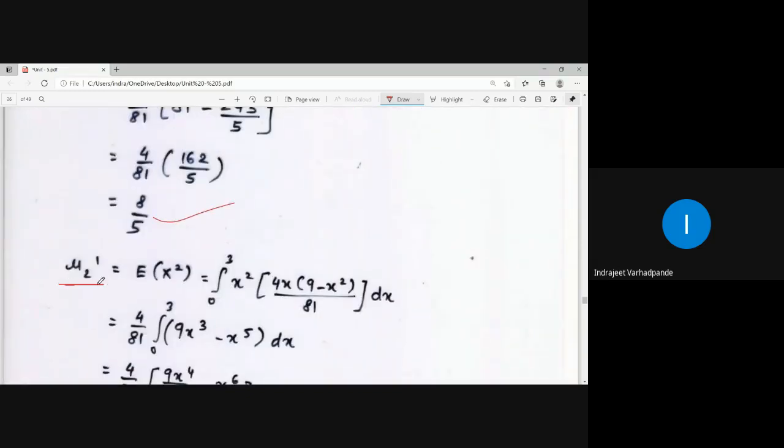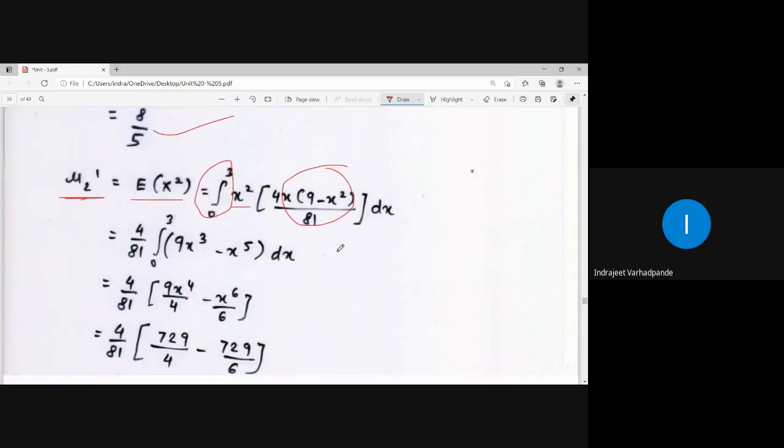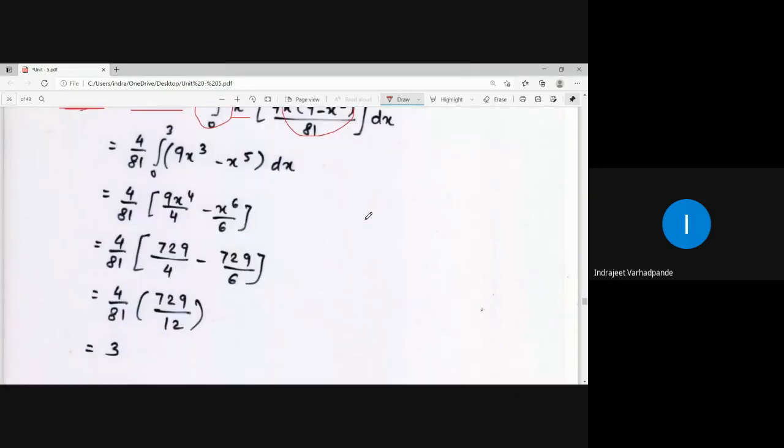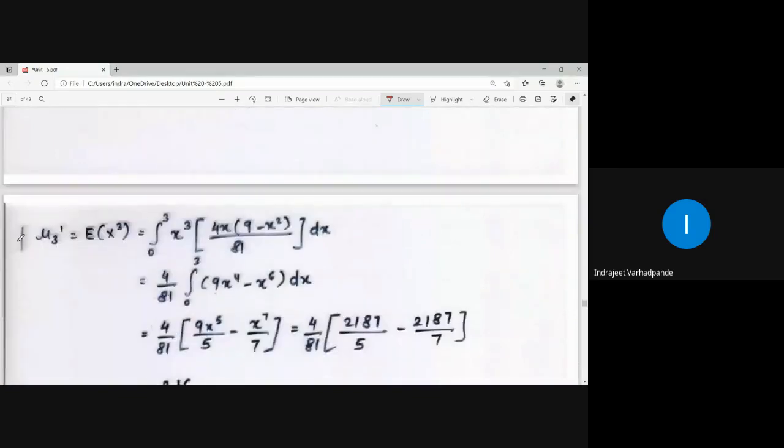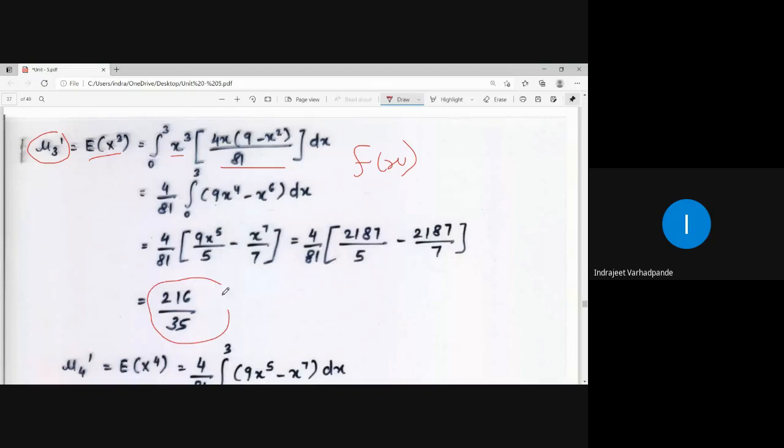How is mu2 dash calculated? Mu2 dash is expectation of x square. So x square multiplied by the given function, which is valid for the range 0 to 3. Multiply by the appropriate term, simplify it and get the answer. This is the value for mu2 dash. Similarly, I calculate mu3 dash. Mu3 dash is expectation of x cube, x cube multiplied by f of x, valid for the interval 0 to 3. Accordingly, I am getting the answer for mu3 dash as 216 upon 35.